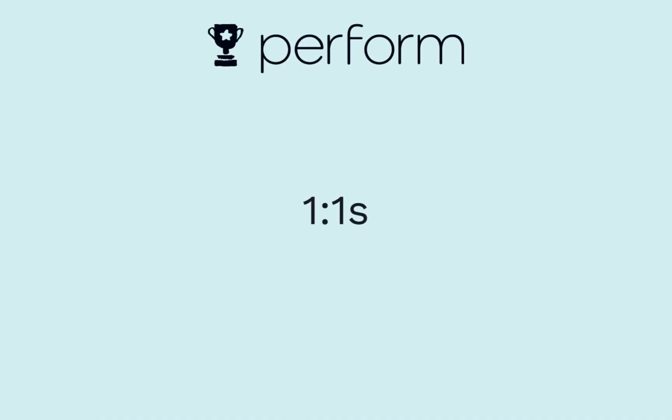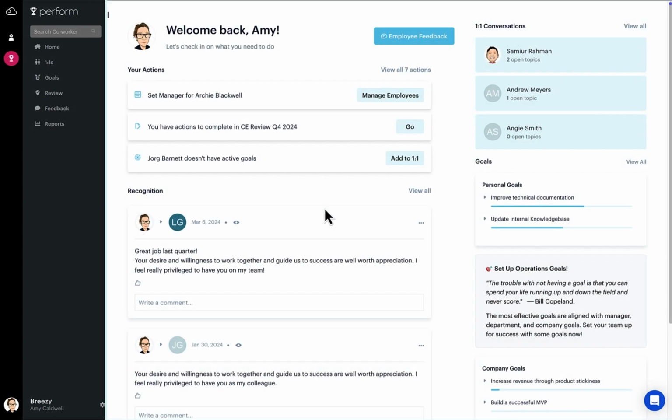Regular one-on-one check-ins can make all the difference in keeping everyone working together toward their goals. In Perform, anyone can schedule recurring one-on-ones with their manager, direct reports, or other coworkers, and can add topics and action items to their one-on-one agendas.